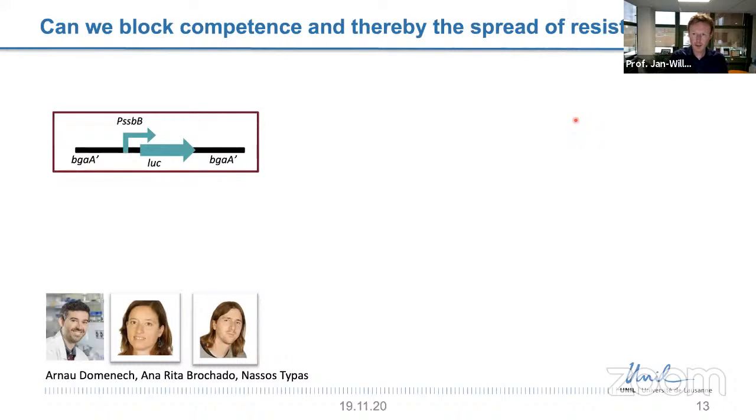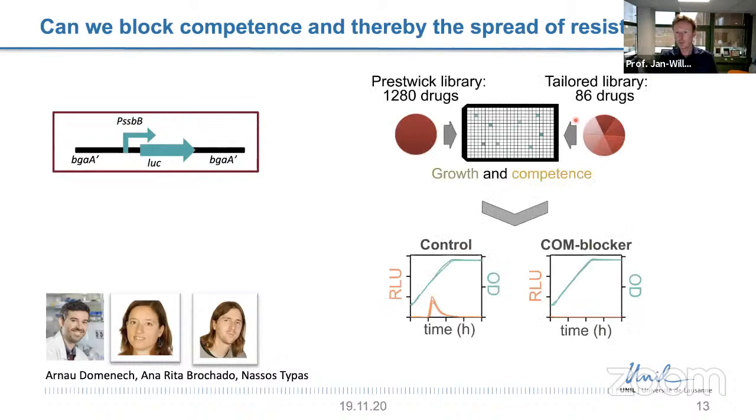So that's what we set out to do here in a sort of high throughput screen, where we screened a lot of drugs, human drugs, FDA approved drugs, and we were looking for compounds where we would not perturb growth, so we wouldn't have selection for these compounds, but where competence would be, well, not activated, so to say.